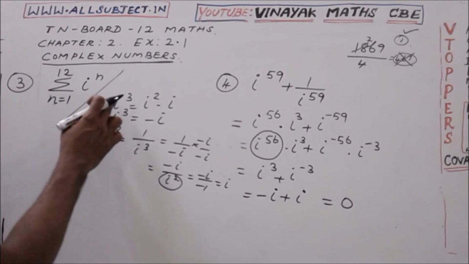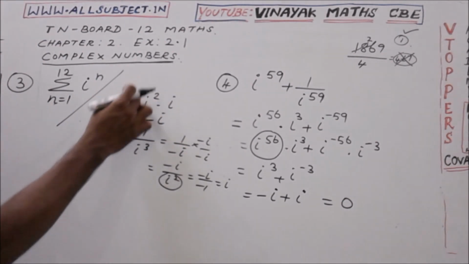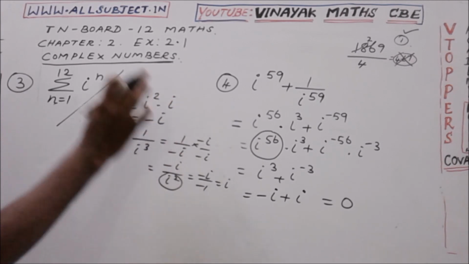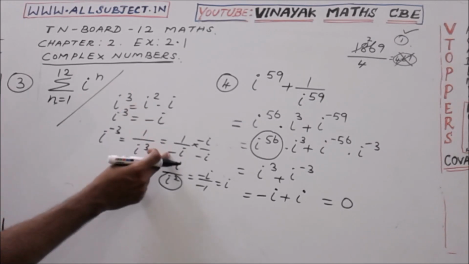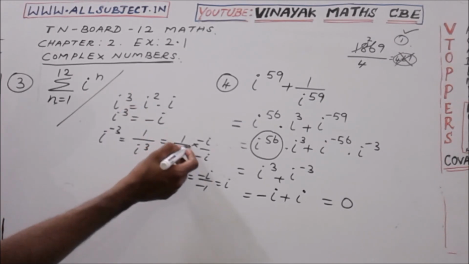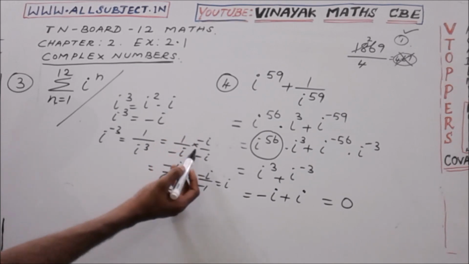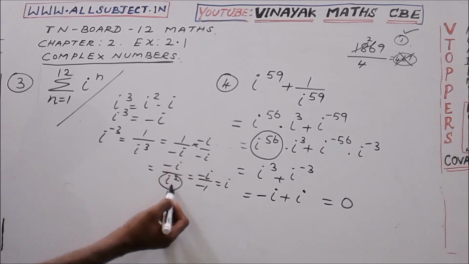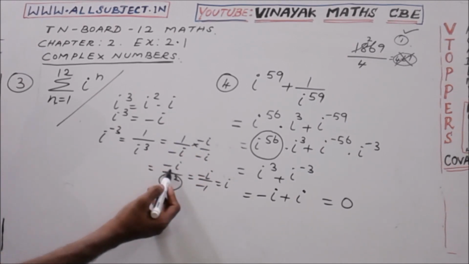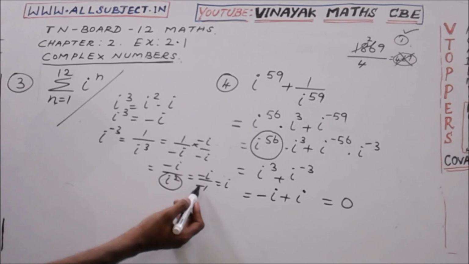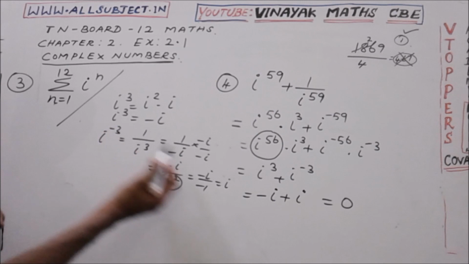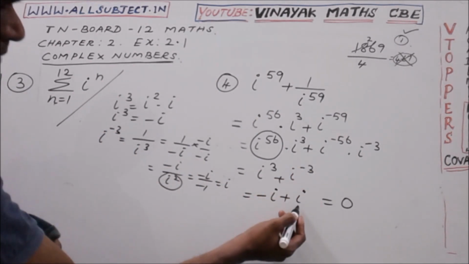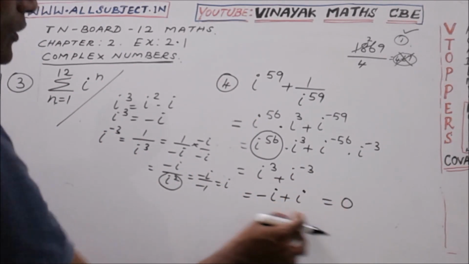So i cube means it can split into i square into i, where i square is minus 1, so minus 1 into i is minus i. Then i power minus 3 means 1 by i power 3, so 1 by minus i. Then multiply the numerator and denominator by minus i. Here minus into minus is plus i square, the numerator contains minus i, and replacing i square with minus 1 we will get plus i. So substituting i cube equal to minus i and i power minus 3 as plus i, we get plus i minus i equal to 0.